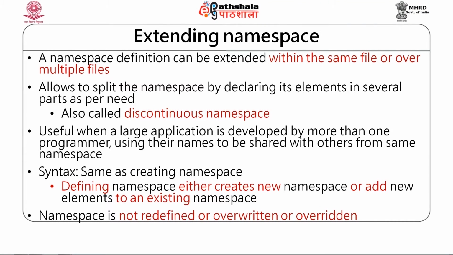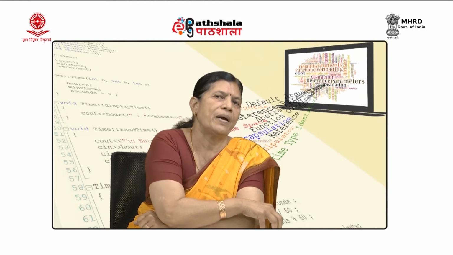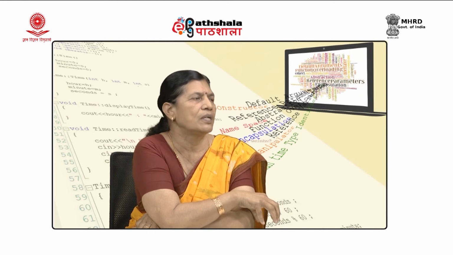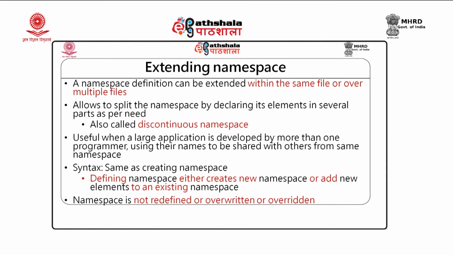Such types of namespace are sometimes also known as discontinuous namespace, because they are not in a continuous place. Now, this is again useful when a large application is developed by more than one programmer, and the programmers want their own names to be used, but maybe they want those names to be shared by other programs also. That means those names will be used by others also in their program. Then they can simply declare the namespace with the same name.